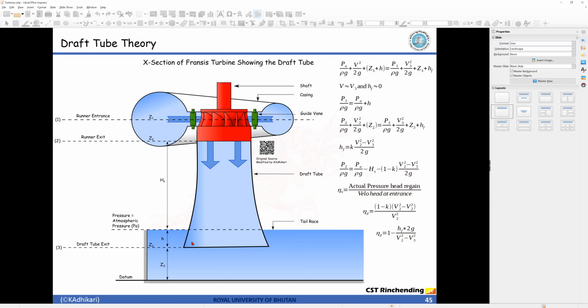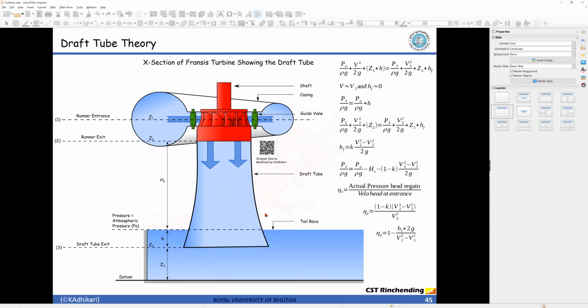Let's apply Bernoulli's principle at this section and the outlet section. Here, pressure head plus velocity head plus datum head, Z plus h, becomes the total datum head or potential head, and it is equal to the pressure head at this point plus velocity head plus Z3, the potential head, plus hf from here to here.